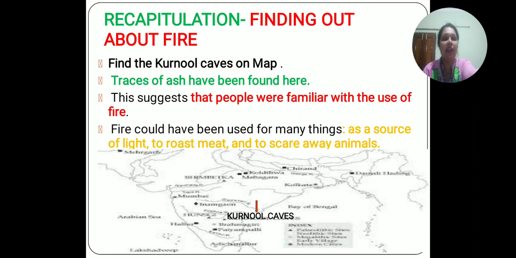For what purpose were they using fire? These people were using fire as a source of light, so that there could be light. They roasted meat for their food and used it to scare away animals. When wild animals came and attacked them, they scared those wild animals away with the help of fire.